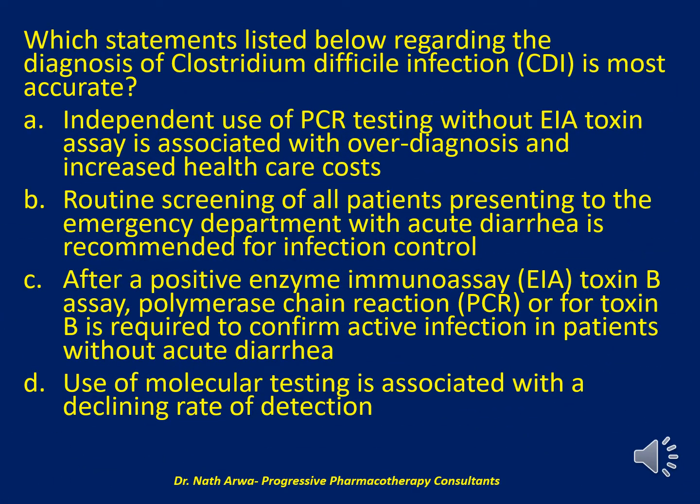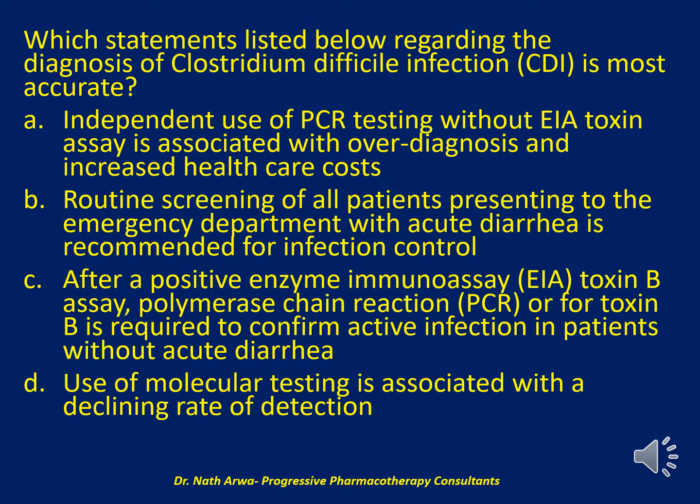And the first question reads, which statement listed below regarding the diagnosis of Clostridioides difficile infection, abbreviated as CDI, is most accurate? Is it A. Independent use of polymerase chain reaction, abbreviated as PCR testing, without enzyme immunoassay, abbreviated as EIA toxin assay, is associated with overdiagnosis and increased health care costs, or B.